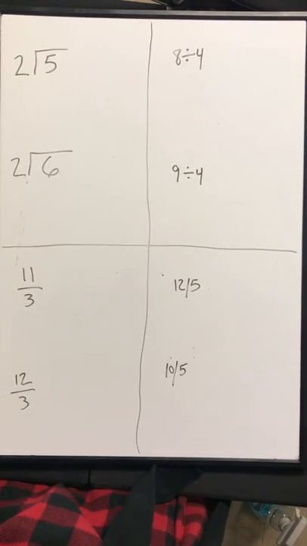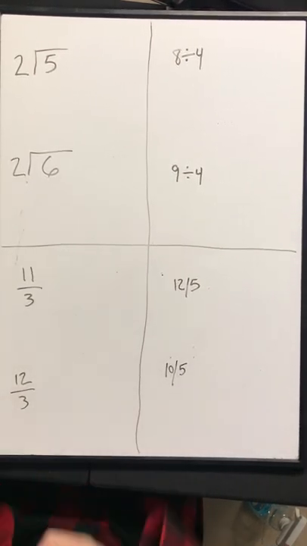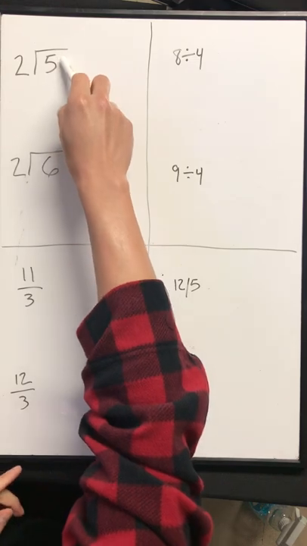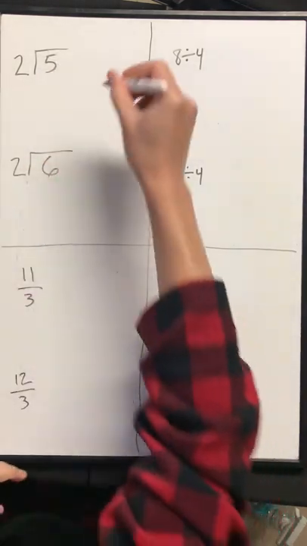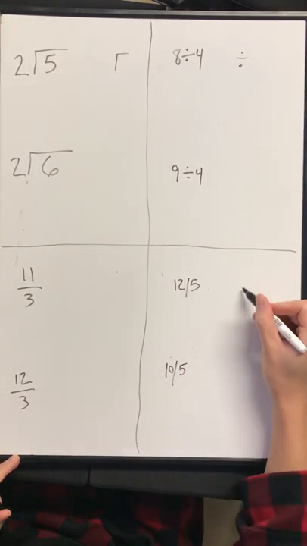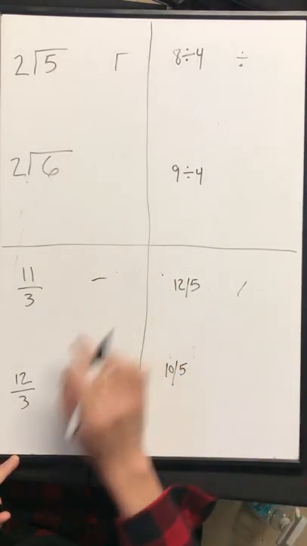How to divide using dots and circles. Now, division can be written with four different symbols. It can be written with this symbol, and this, and this.